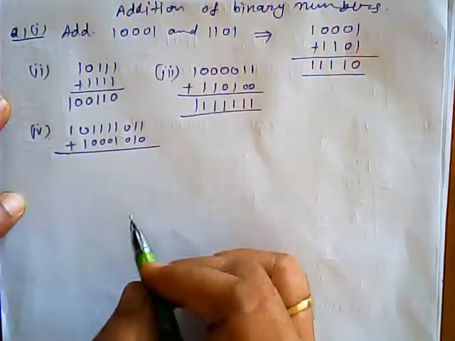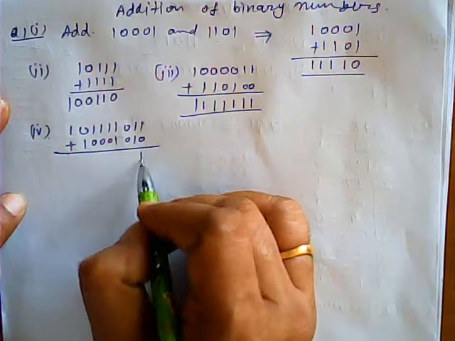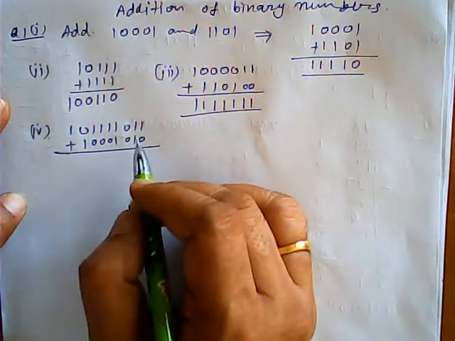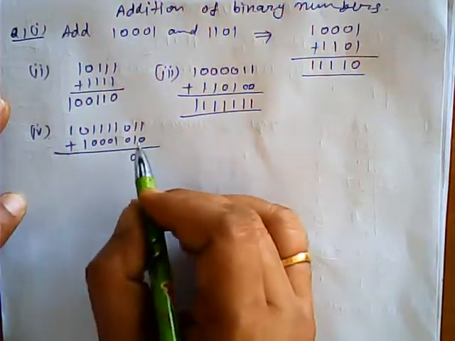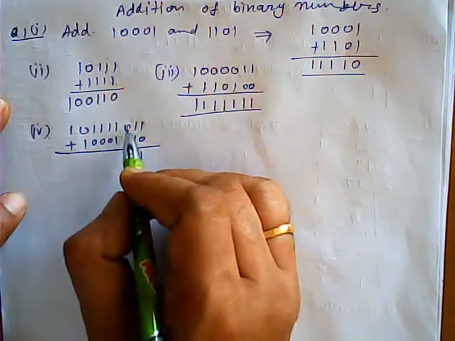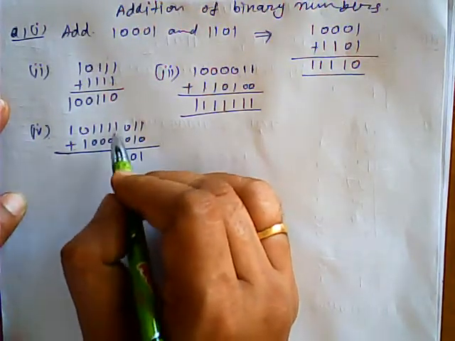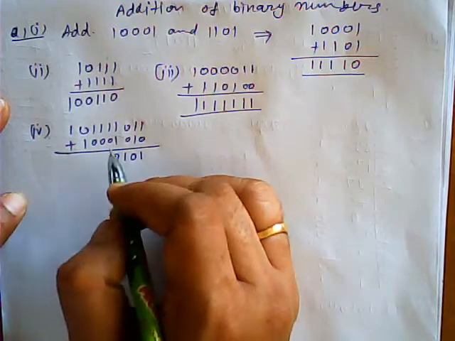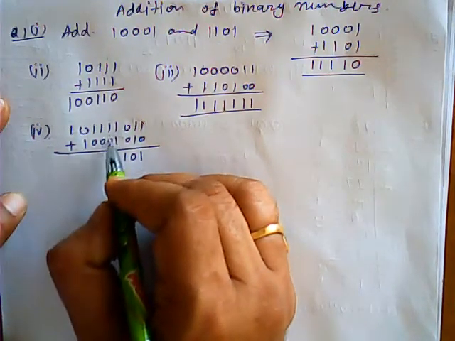If we add these binary numbers, 1 plus 0 is 1, 1 plus 1 is 2. 2 means we have to write 0, and 1 is carried over. 1 plus 0, it is 1. 1 and 1 is 2. 2 means 0. Again 1 is carried, so 1 plus 1 is 2, 2 means 0.